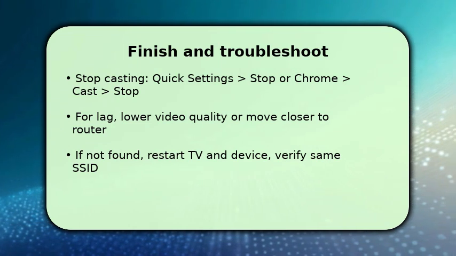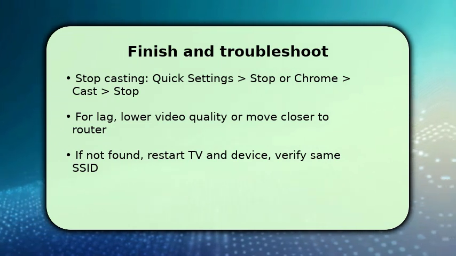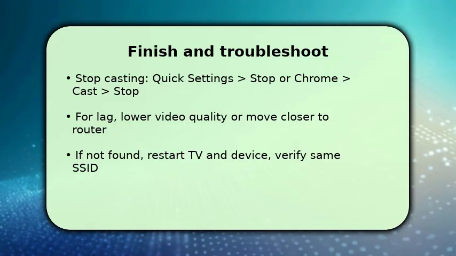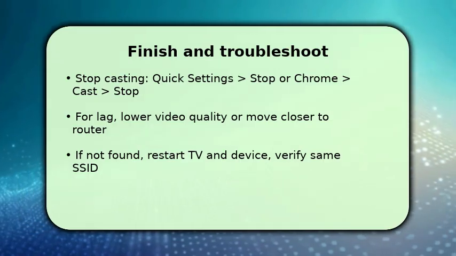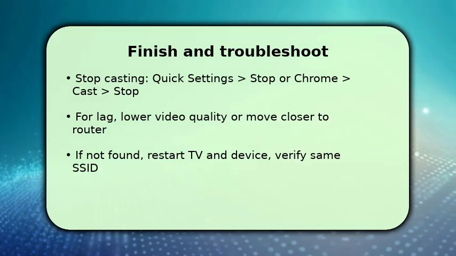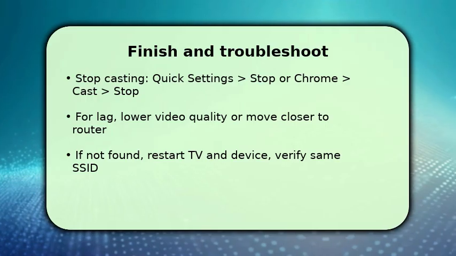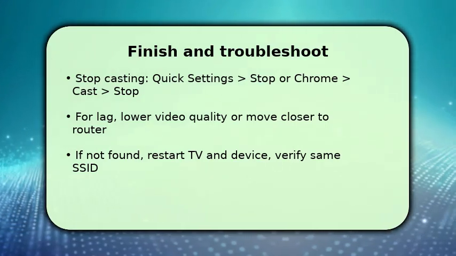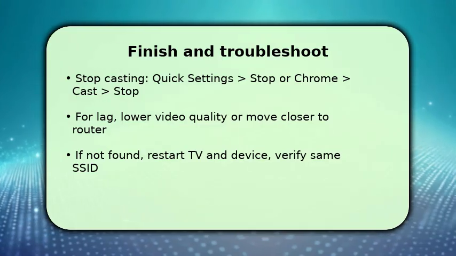If playback lags or stutters, lower app video quality or move your router closer to devices. This reduces packet loss. If the TV doesn't appear, restart both the Hey Google TV and the source device and double-check they are on the same SSID. This resolves most discovery issues. As a final tip, reboot the router if multiple devices still can't see it.